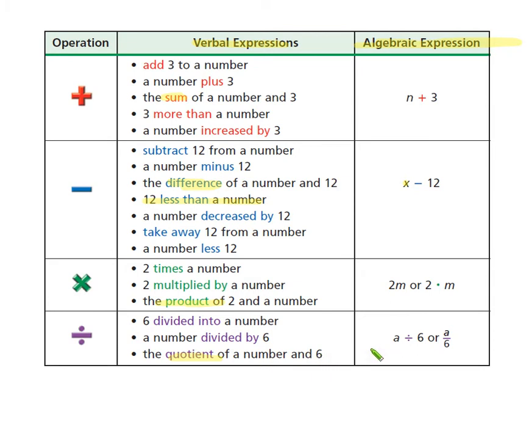So the quotient of a number and 6 equals, or you can write it as a fraction. The dividend on the top, divisor on the bottom. So a divided by 6. Let's take a look at some of the problems.